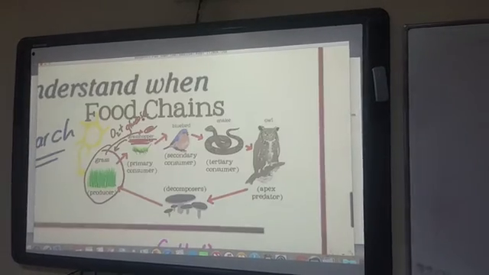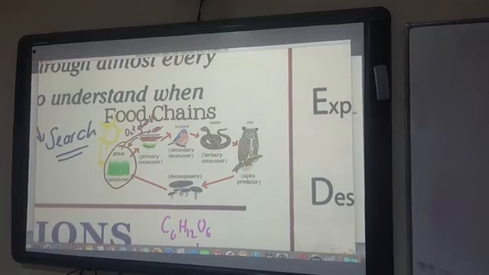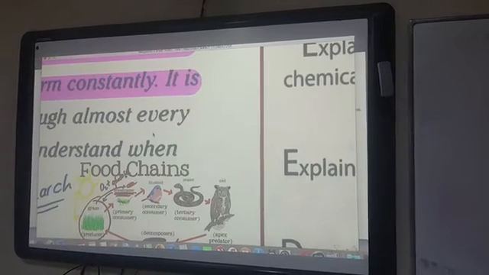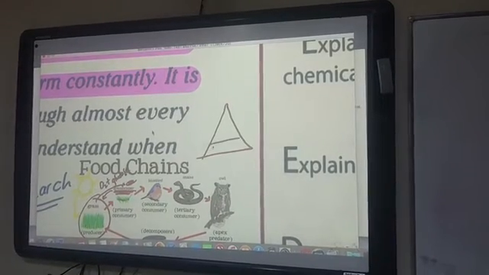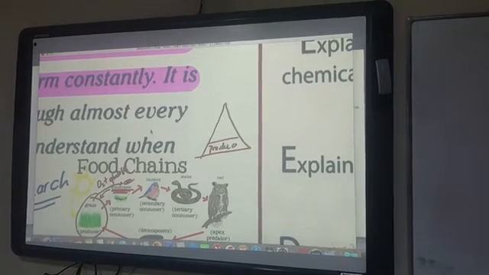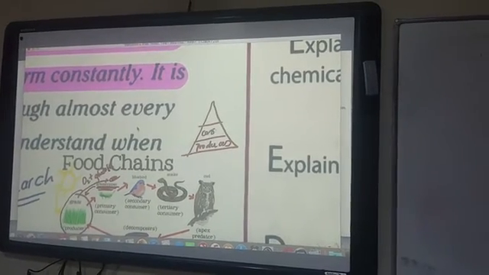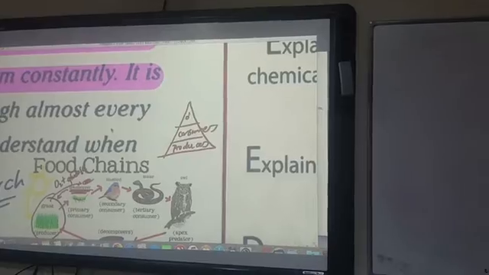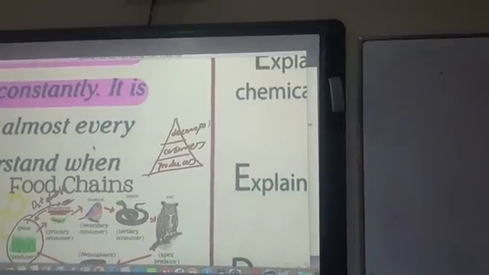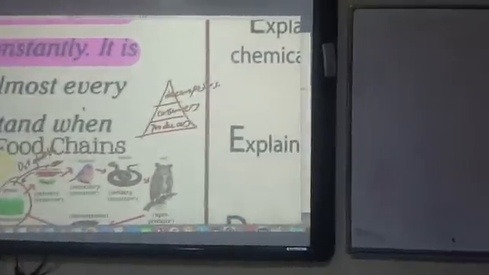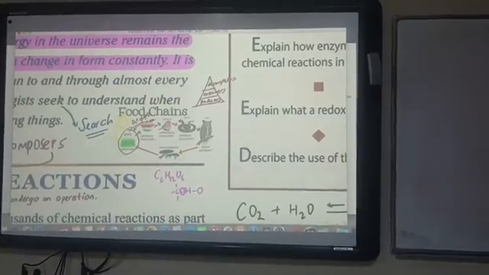And this is the question. This part is important, okay? And also the energy pyramid: producers, consumers, and decomposers.